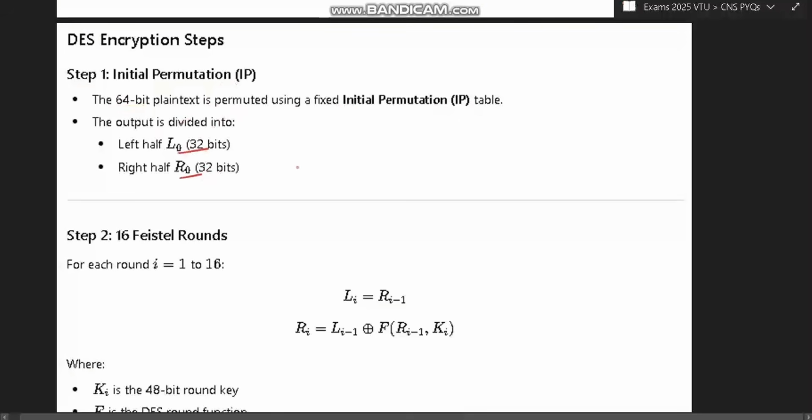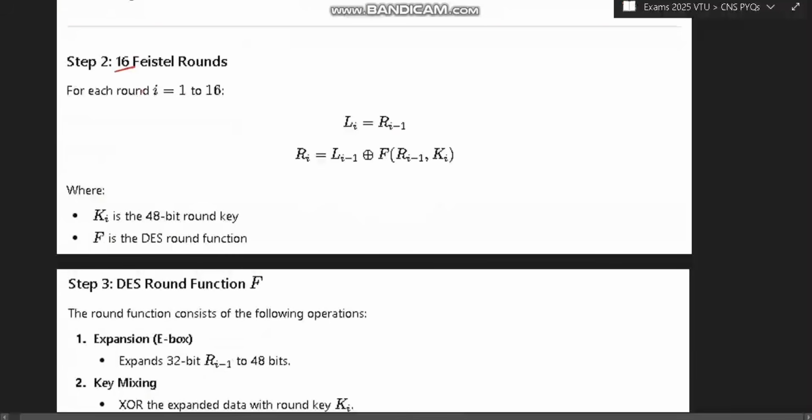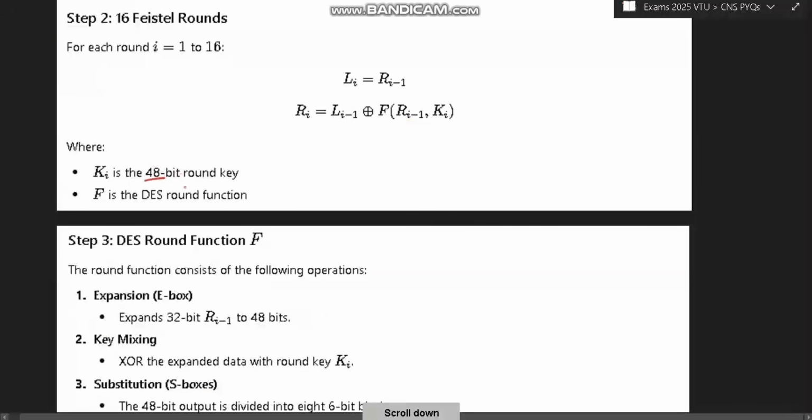Okay, it is not sent as such, it is mixed. Okay, permuted. Next, 16 Feistel rounds will be there, from i equal to 1 to 16. In each round, Li will be equal to Ri-1, and Ri will be equal to Li-1 XOR the output of the function F, the round key function, between Ri-1 and Ki.